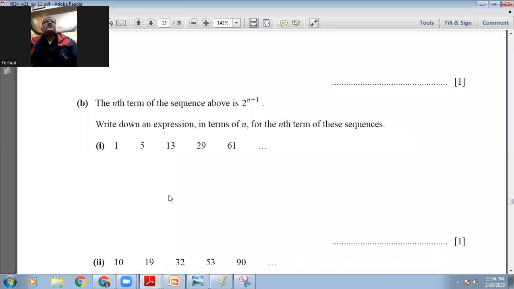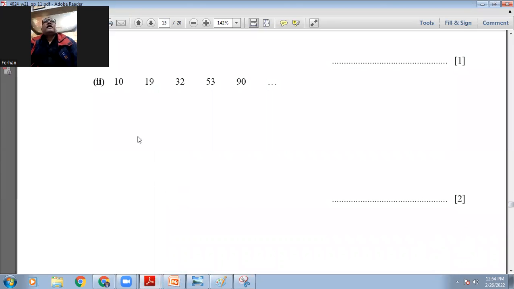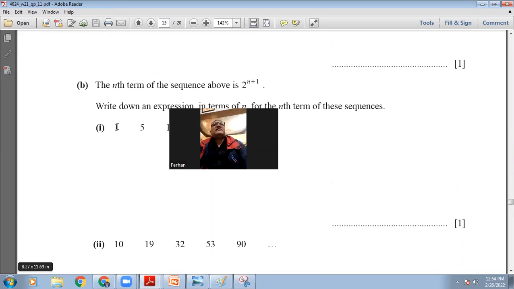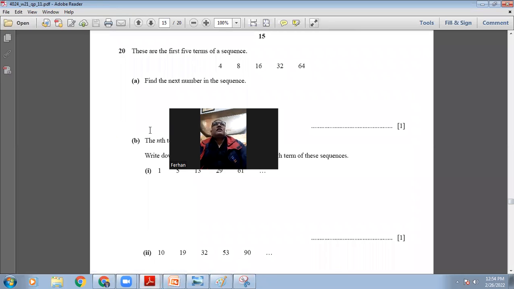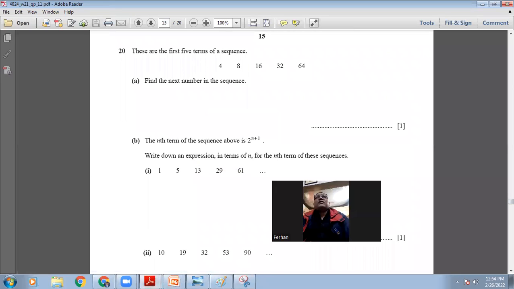Okay, so let's move to the next question. Here we have a sequence that says 10, 19, 32, 53, and 90. So we have to find the nth term, and the method is again the same. Let me reduce the size to show you the methodology of doing this.